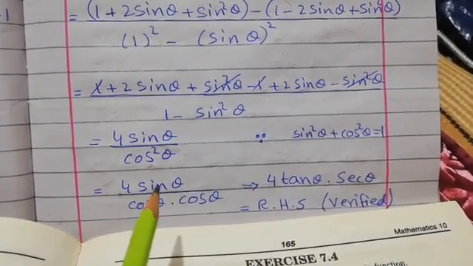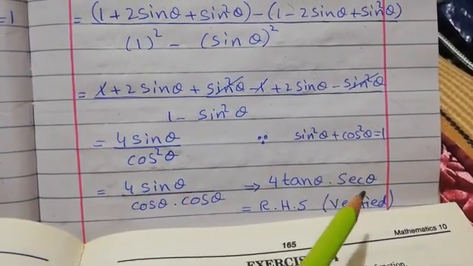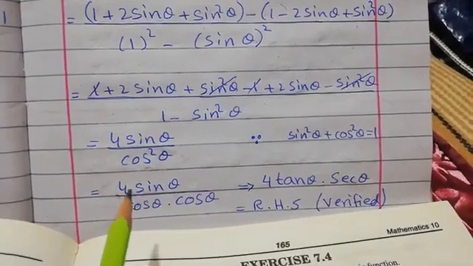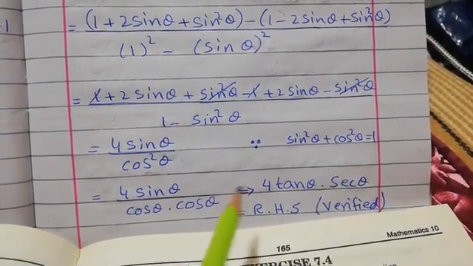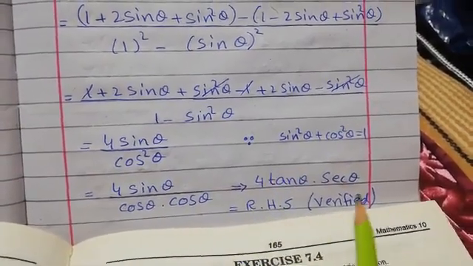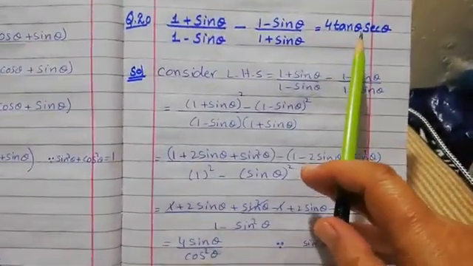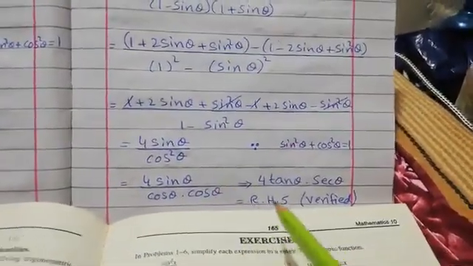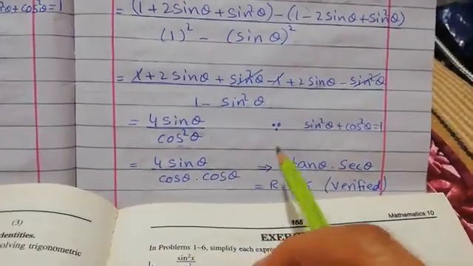You know that, my dear students, sine by cos equals tan and 1 by cos equals secant. So we write this as 4 tan theta into 1 by cos, meaning secant theta. And since this is the right hand side of the question, 4 tan theta into secant theta, hence we verified our result, and this is the right hand side.